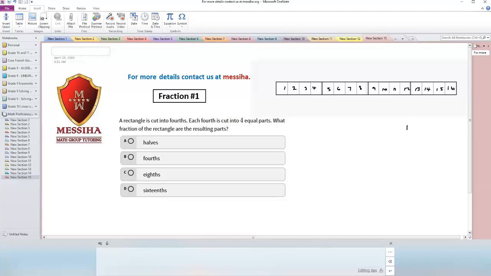That means each square is 1/16. That means 1/16 is the right answer and the right choice to answer this question.